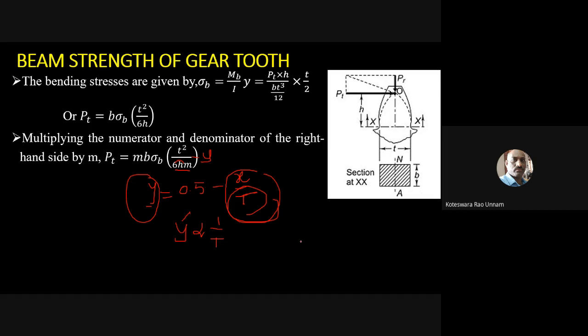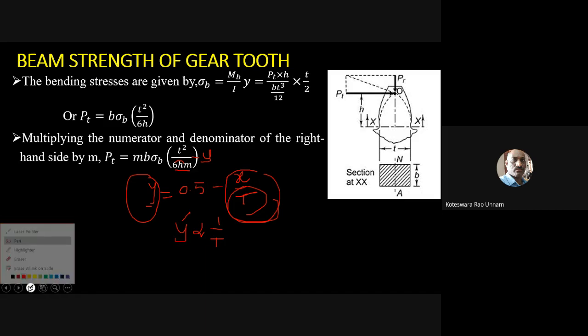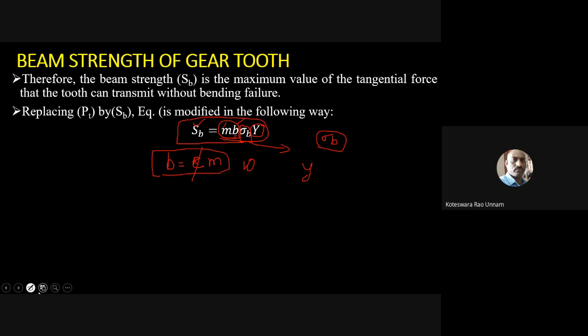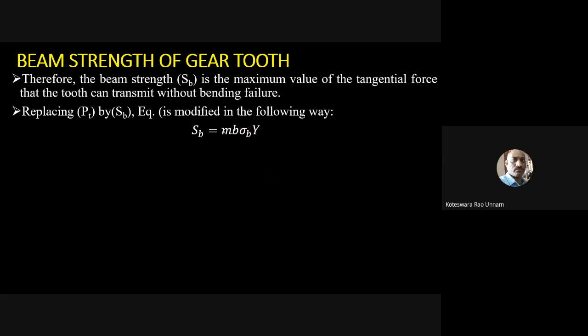So from this, what we can understand is, if you go back to this equation again, since your S_B for a given material depends upon sigma_B, if you use the same material for both gear and pinion, then S_B will depend only on Y. That means the judgment is based on Y. So to identify which one is the weaker, you need to look at the Y value.